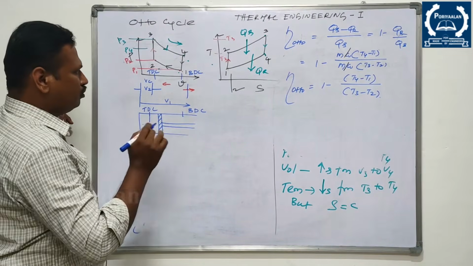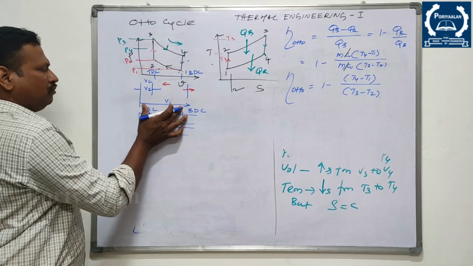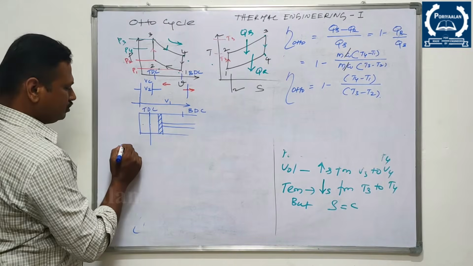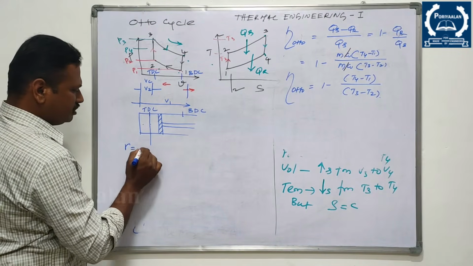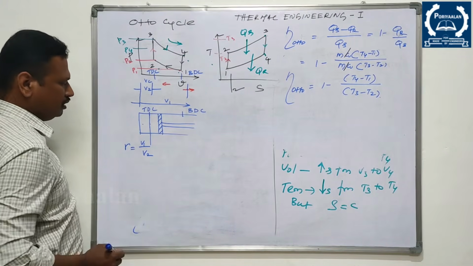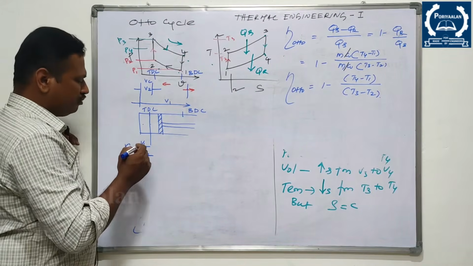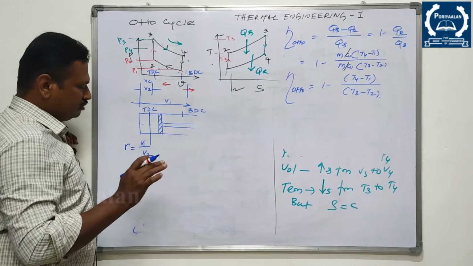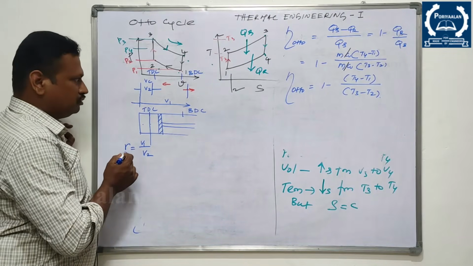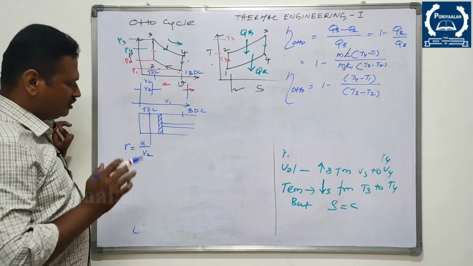So now what is compression ratio? This is the total volume, which you may be knowing, right? So compression ratio is defined as total volume by clearance volume, right? Nothing but V1 by V2. I will see it in detail in the next topic. For now just keep it in mind. R is compression ratio, that is V1 by V2. Up to this is sufficient for this Otto cycle, right?